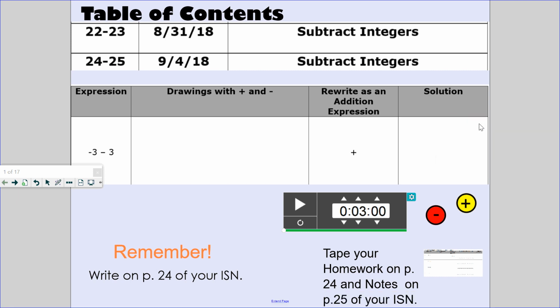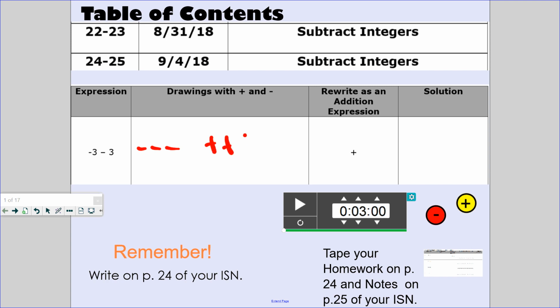Welcome. This lesson is over how to add and subtract integers. So here's our expression, -3 take away 3. How would you solve this with drawing? So I draw -3. How can I take away 3, +3 from this without changing this value?